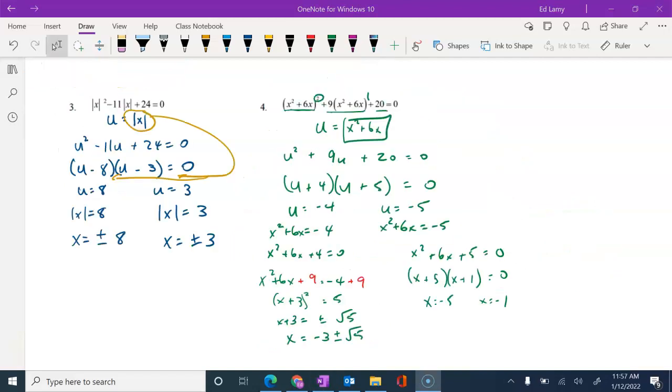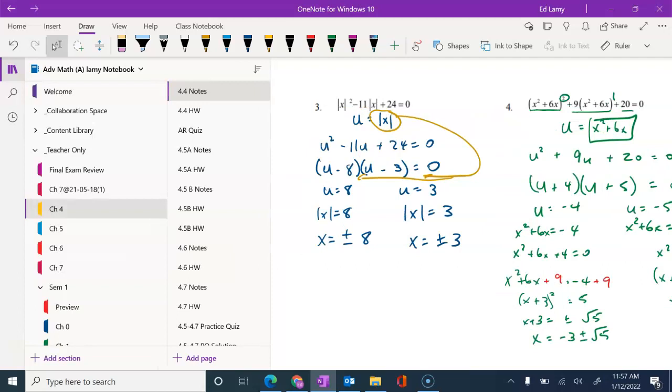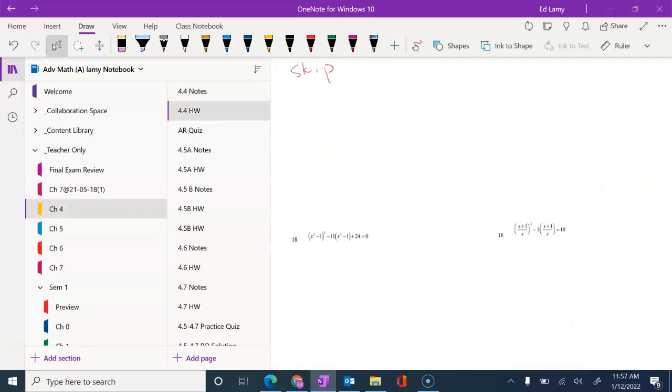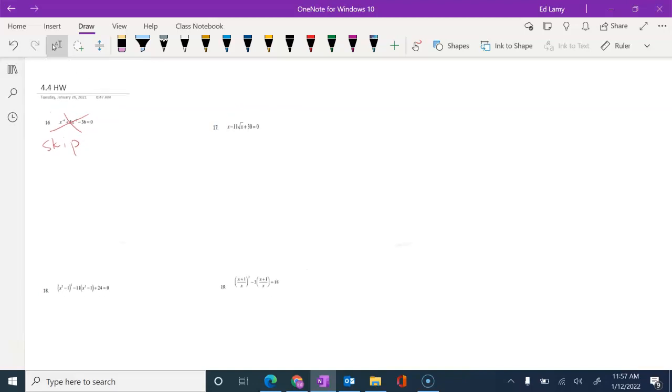Now your assignment has 4 problems assigned, but I've asked you to skip number 1. Number 1 involves negative exponents, and we haven't done enough with negative exponents, so I'll skip that one. So you only have 3 homework problems to do. You should be able to set up each one as a quadratic using a u substitution. Email me if you have any problems.